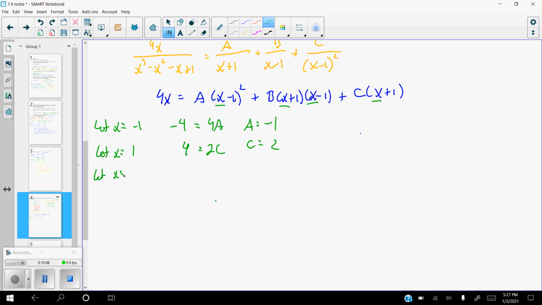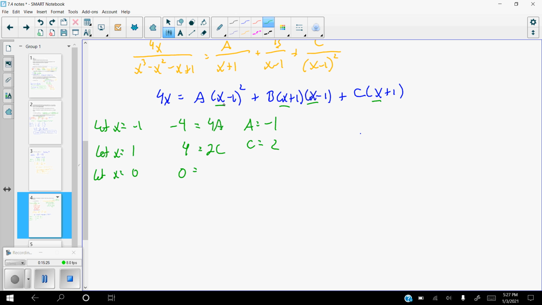Let's pick something easy. How about let's pick 0 in this case? Not always 0, but most of the time 0 is the easiest one to pick. And you might think to yourself, wait a minute, that doesn't make anything go away. You're right, it doesn't. Well, the left side, it makes it 0. So on the left side, we're going to get 0. On the right side, we do have a little bit of work to do.